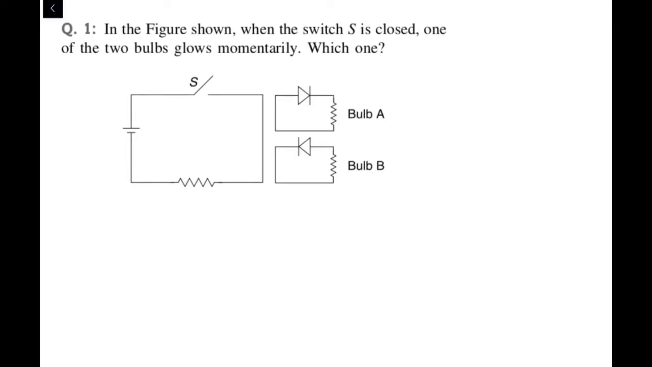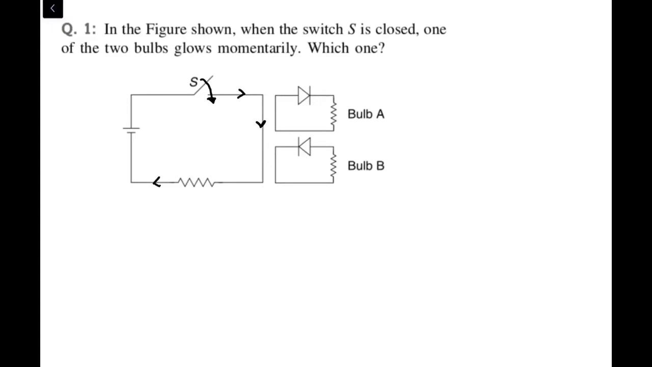So here, when the switch is turned on, either of these two bulbs is glowing. Which bulb is glowing? Let's see. If the switch is closed, definitely current will be flowing like this, because the direction of the battery is connected in such a way that the current is flowing in clockwise direction.